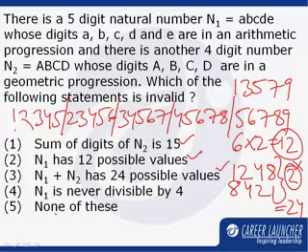Look at the fourth option. It says n1 is never divisible by 4. Now, if you look at the possible values of n1, the last two digits, we find in some cases it's 56, in another case it is 78. Hence, these are values for which it is divisible by 4, and hence this statement is an invalid statement. Hence, it's the correct choice, 4.